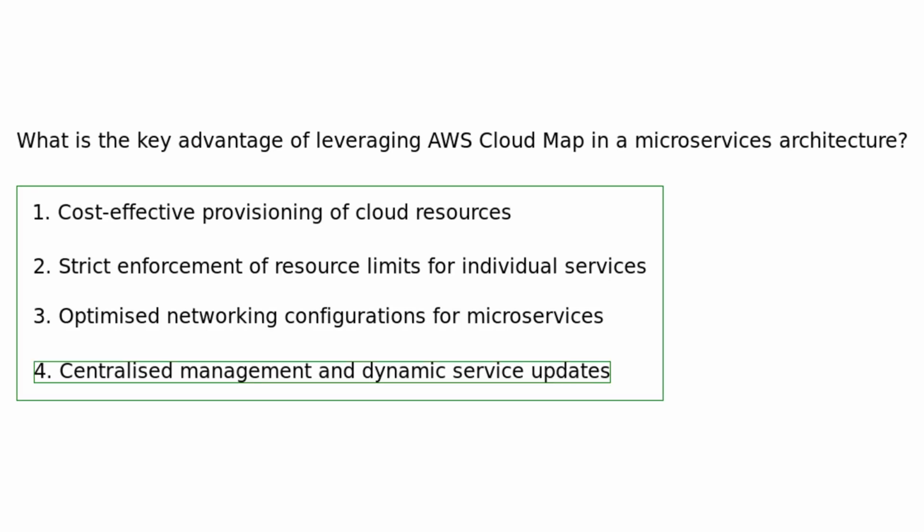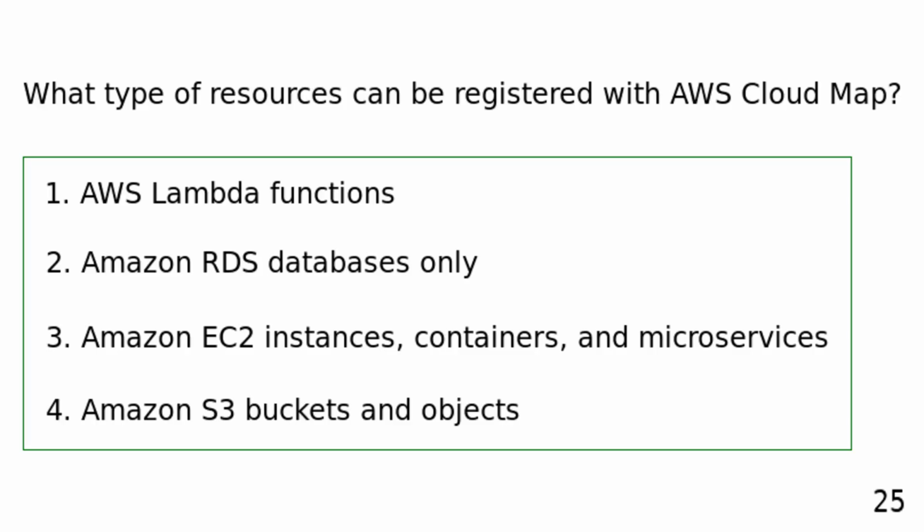The key advantage of leveraging AWS Cloud Map in a microservices architecture is centralized management and dynamic service updates, ensuring efficient communication and scalability of individual services. What type of resources can be registered with AWS Cloud Map?